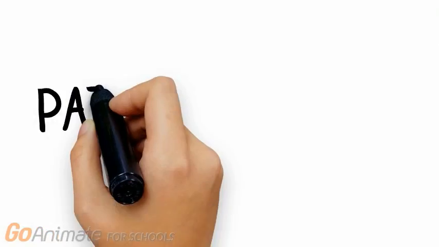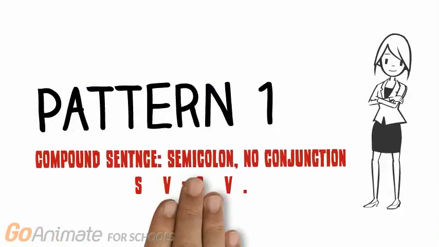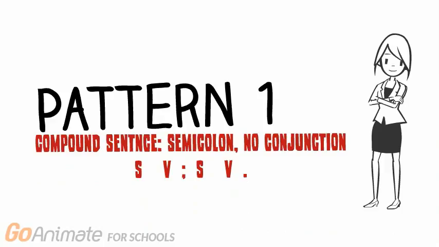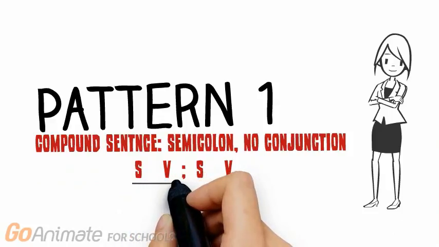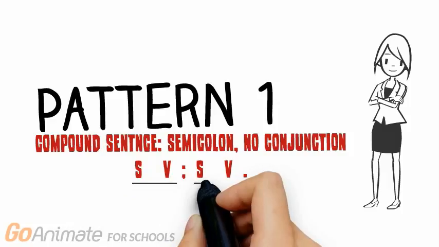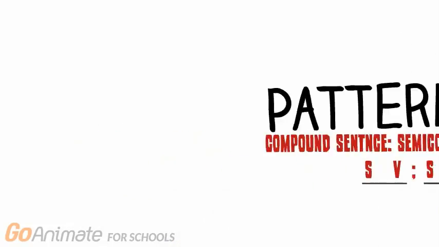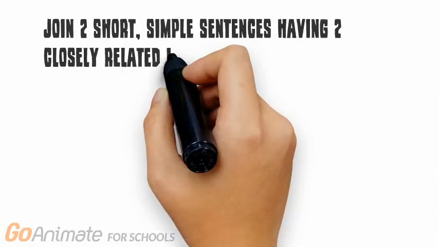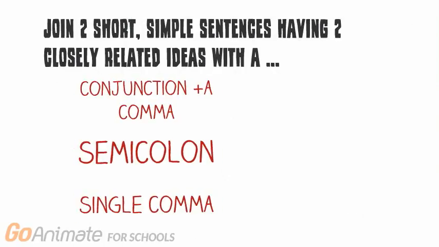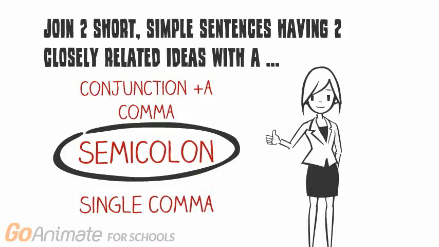Let's take a look at pattern 1, which is a compound sentence that uses a semicolon and no conjunction. So basically you have two short, related sentences that are now joined. This takes on the form of a subject-verb combination, followed by a semicolon, and then another subject-verb combination. This pattern helps you join two short, simple sentences having two closely related ideas. They need a semicolon instead of a conjunction and comma for punctuation.